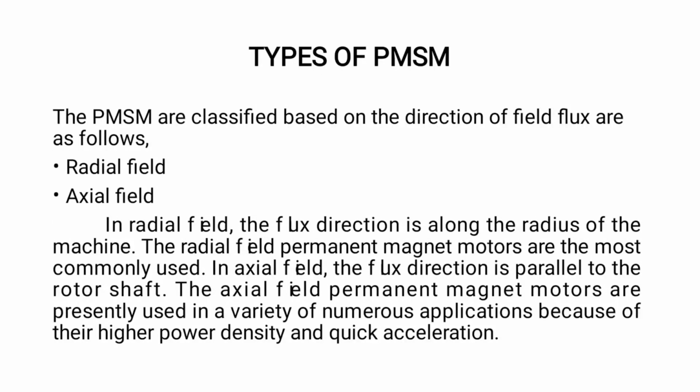The types of PMSM: there are two types. The first one is the radial field and the second is the axial field. In the radial field, the flux direction is along the radius of the machine. The radial field permanent magnet motors are the most commonly used. In the axial field, the flux direction is parallel to the rotor shaft. The axial field permanent magnet motors are presently used in a variety of applications because of their power density and quick acceleration.